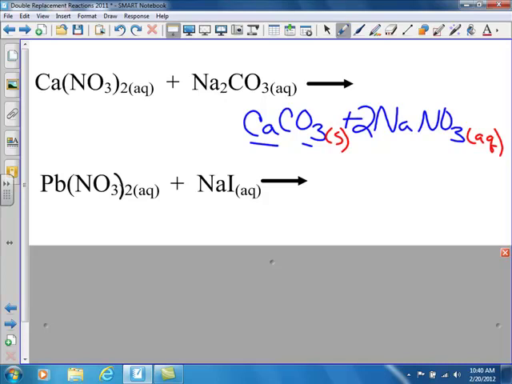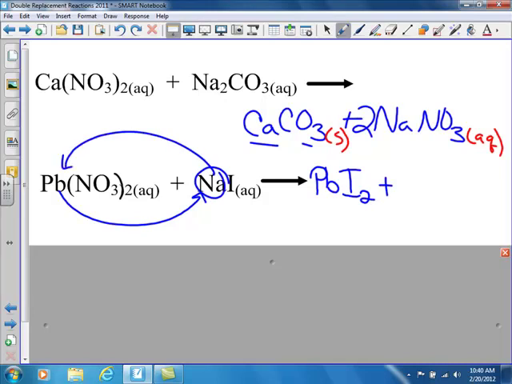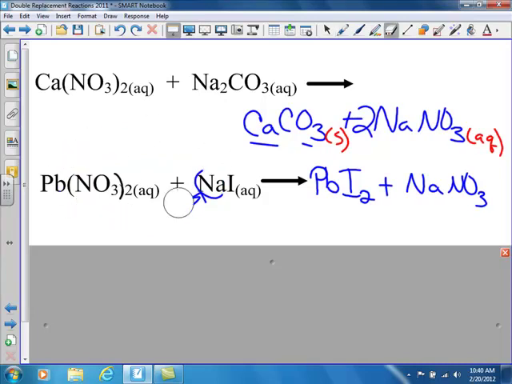Okay, so products here. Lead replaces sodium, so I get PbI2. Sodium replaces lead, NO3. Those are my two products. Okay, I should balance. So balancing, I put a 2 there. That should take care of it. Okay, so that's balanced.